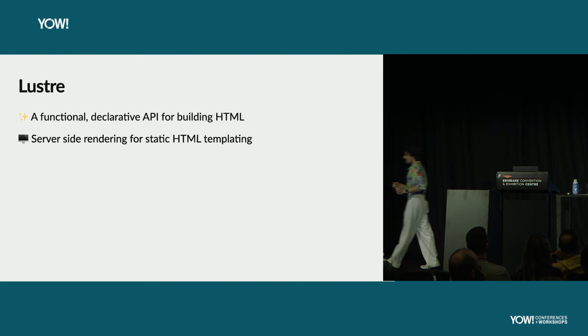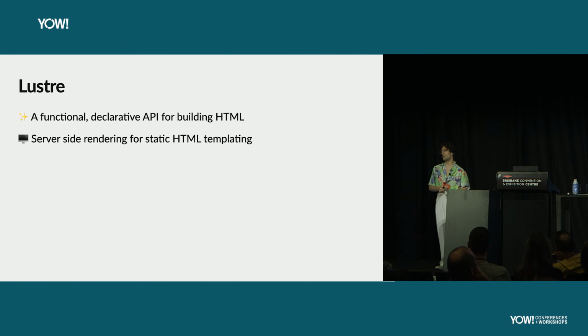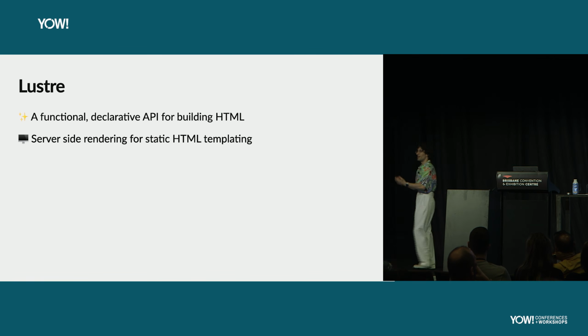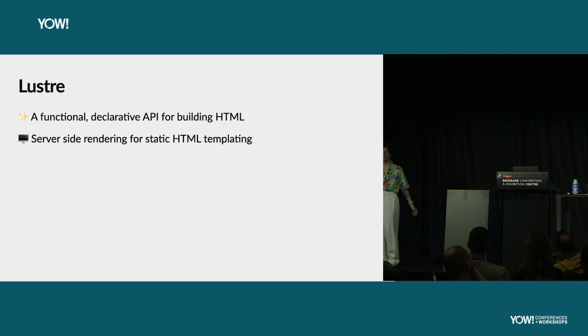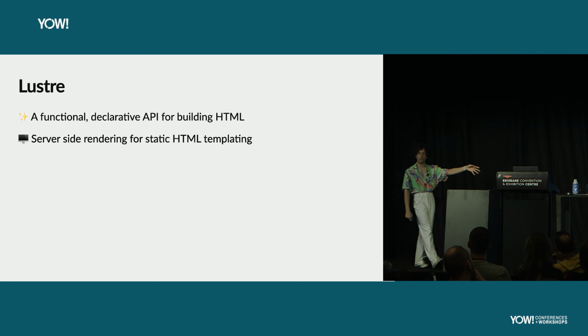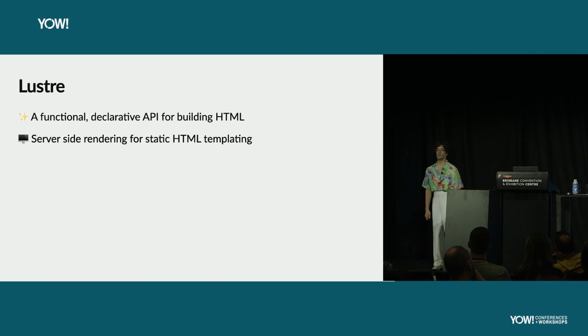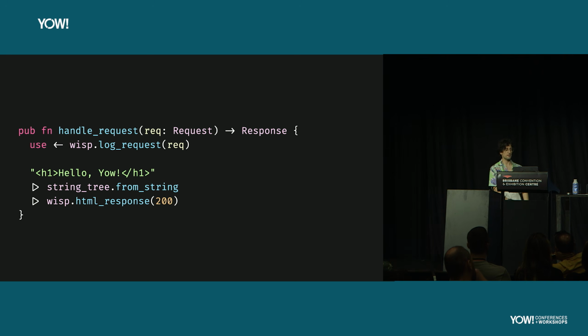Great. Now, an HTML string hard-coded in the code is fun and all, but we usually need something quite more powerful. And to do this, in Gleam, we can use Lustre. That is another library that has a functional declarative API to define HTML documents. And so we can use it here to render an HTML document on the server and then serve it to the client. What does that look like?